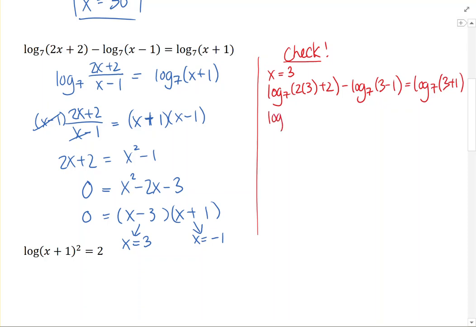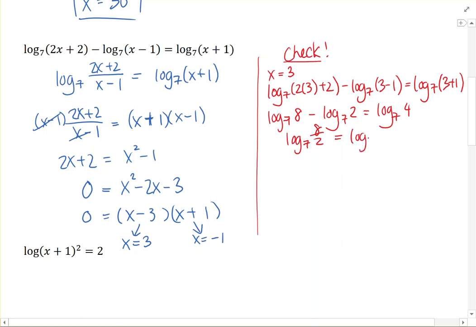Let's put these numbers together. So log 7, we have 6 plus 2, so that's 8. And then we have minus log 7 of 3 minus 1, that's 2. And log 7 of 3 plus 1, that's 4. Since we're subtracting here, we can use the quotient law: log 7 of 8 divided by 2 equals log 7 of 4. So we have log 7 of 4 equals log 7 of 4. Since the left side equals the right side, we're okay with x equals 3.